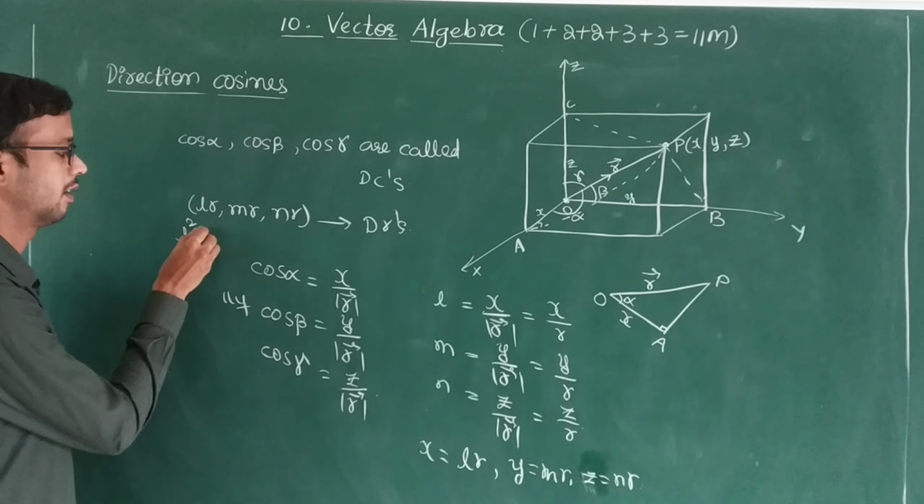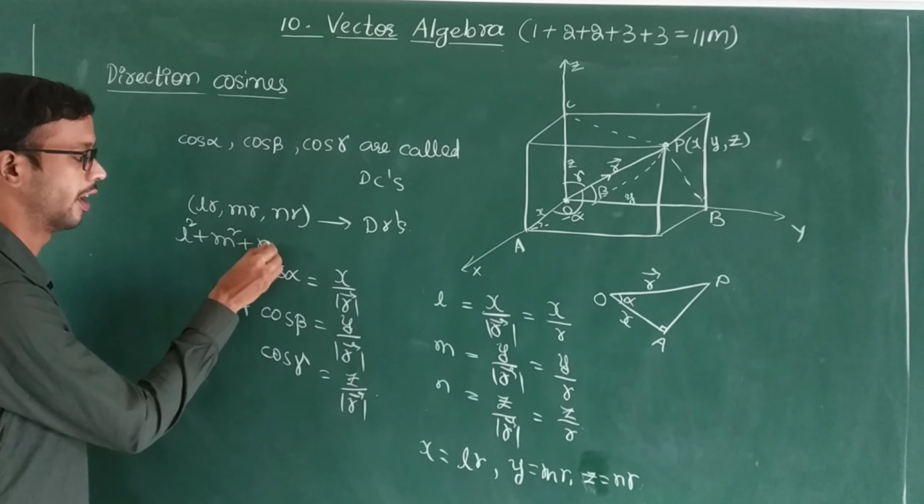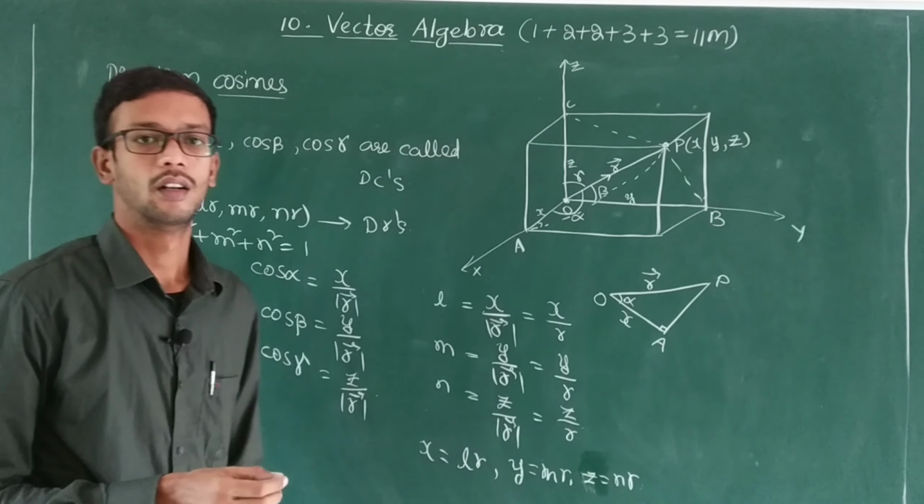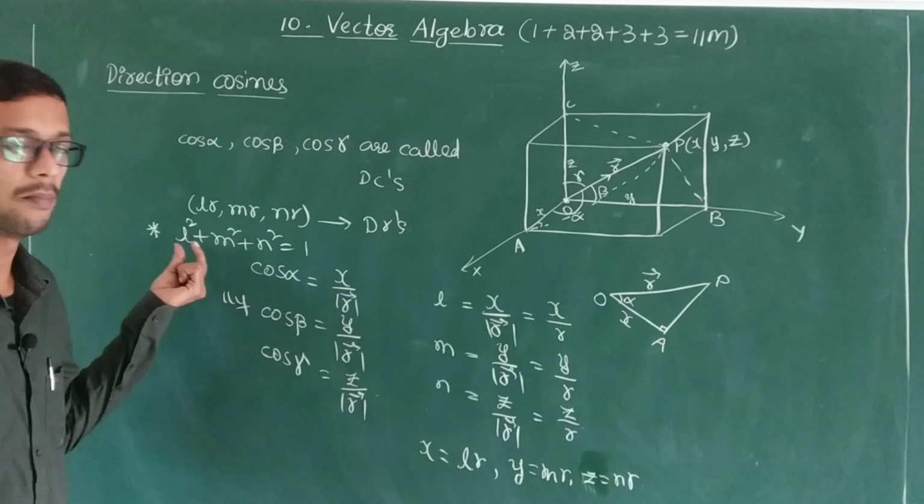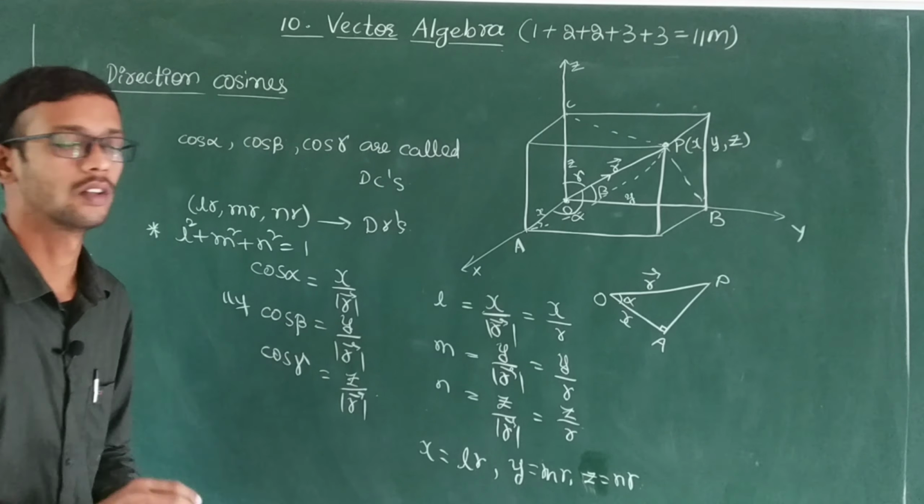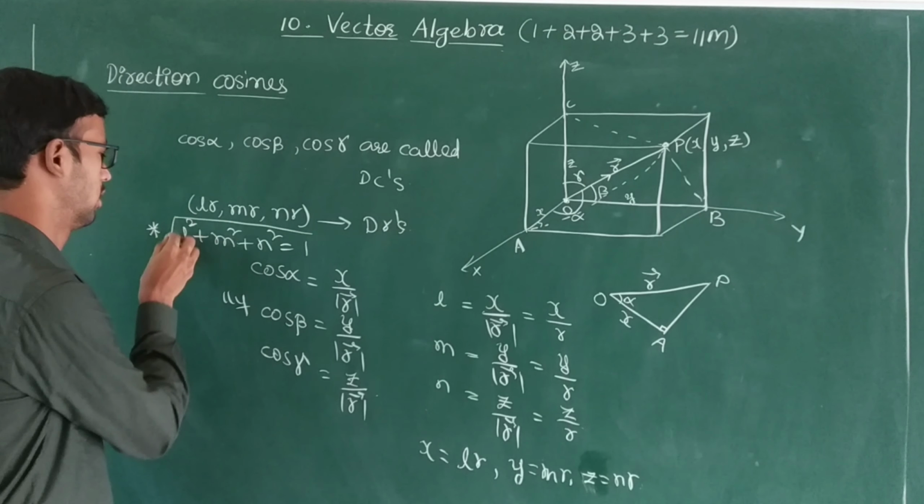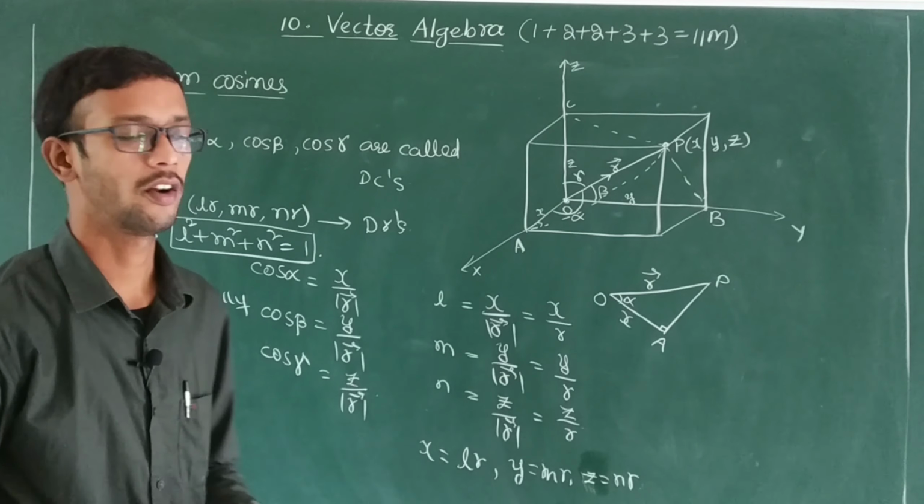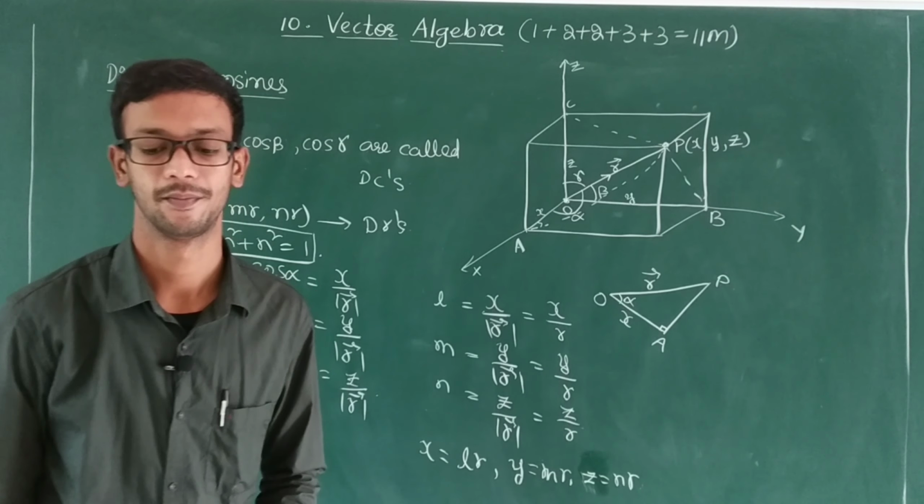Here one more point we can make. L square plus M square plus N square is equal to 1. The sum of the squares of the direction cosines is equal to 1. This is one more point we use in some problems. This is the concept of direction cosines.